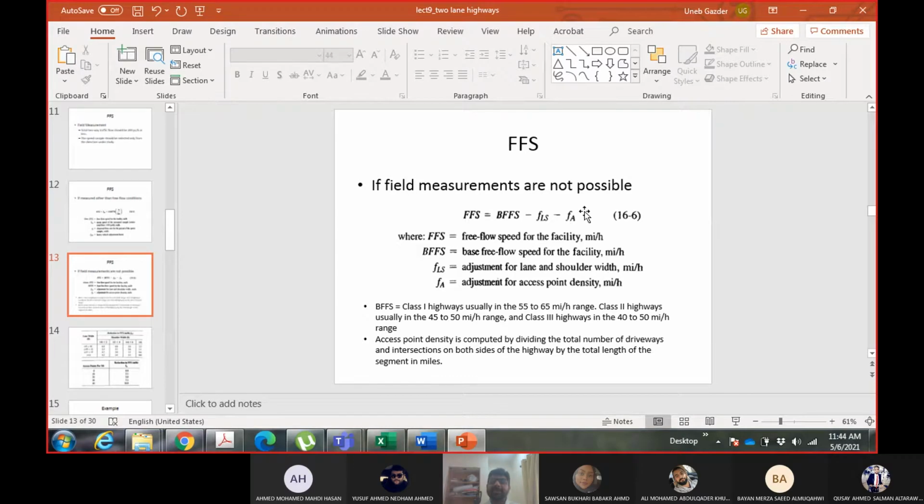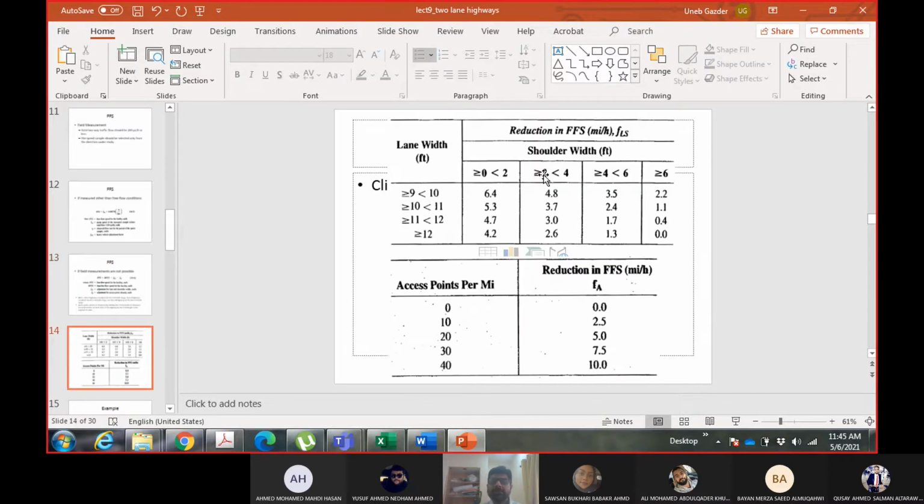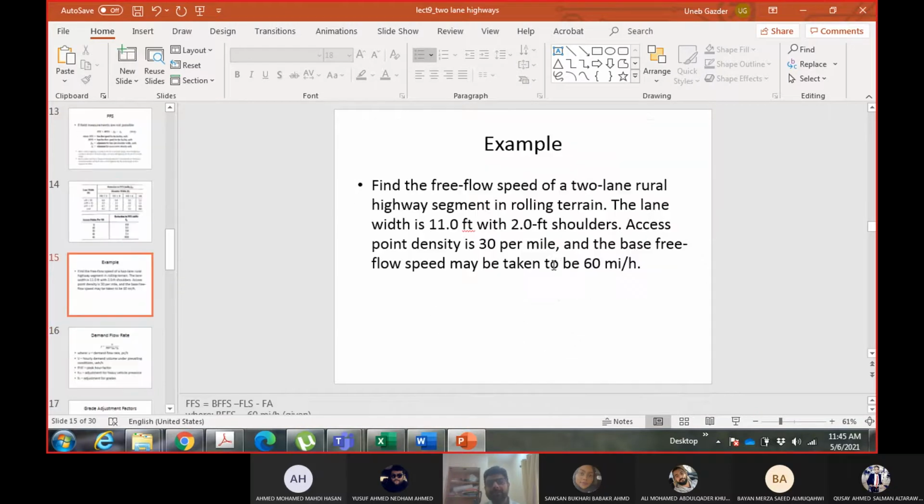We have discussed the access point density factor for multi-lane highways as well, right? For lane and shoulder width, you need both lane width and shoulder width, and I will show you the table from which you can get the factor. For BFFS, base free flow speeds, ranges are given according to each class. These are the factors: lane and shoulder width and access point. Lane width is in the left column, shoulder width in the top row, and access point density here, and the factor is here.